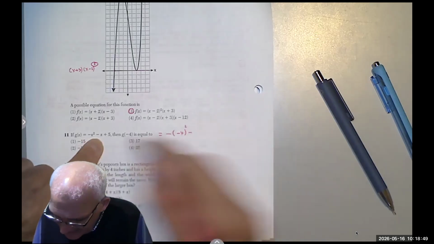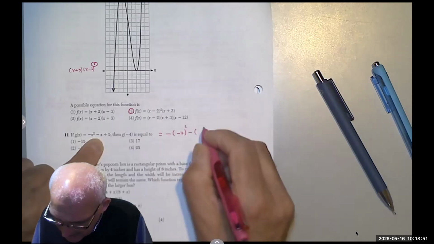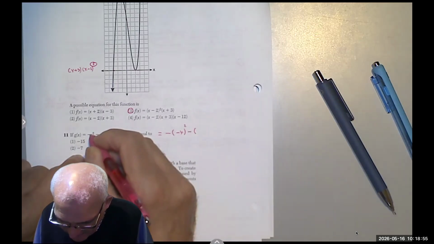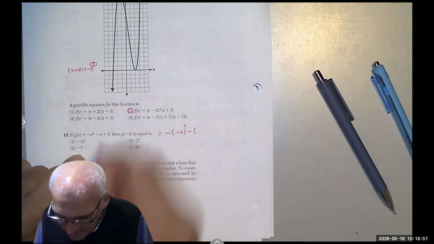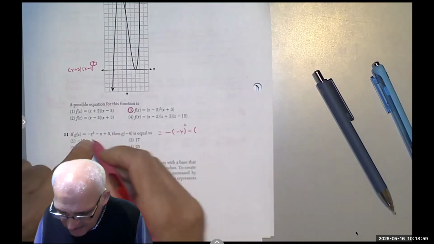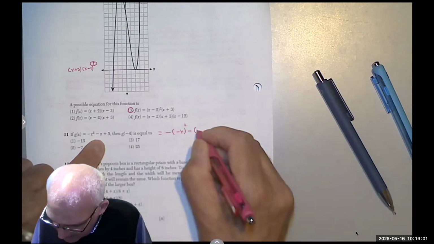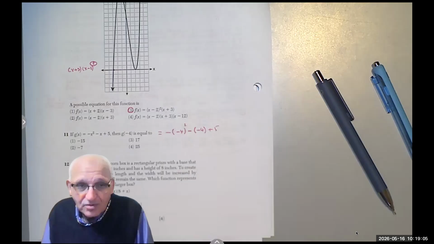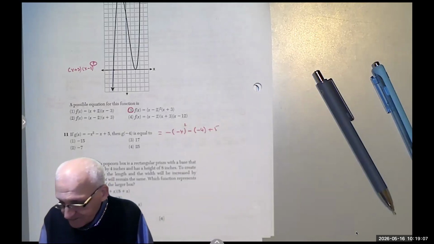Minus, I have an x, so between parentheses. Notice both of them are, I could have said -x squared minus x plus 5. And every time I see an x, I replace it with -4. There are no more x's, so no more -4s.